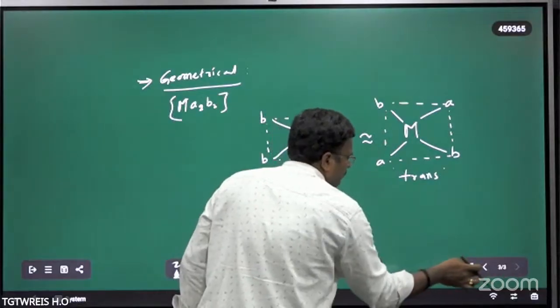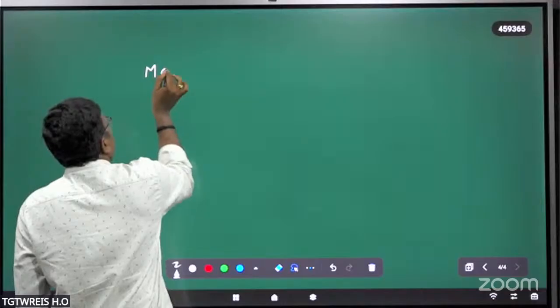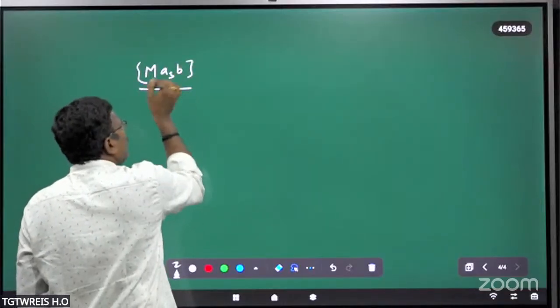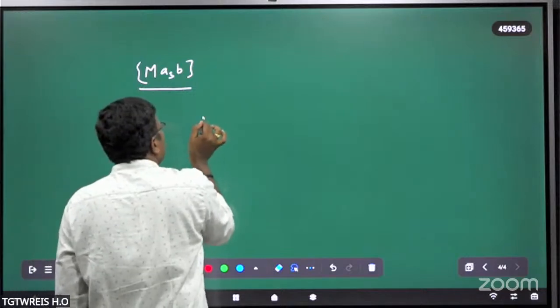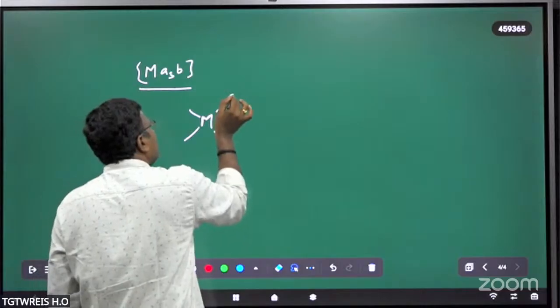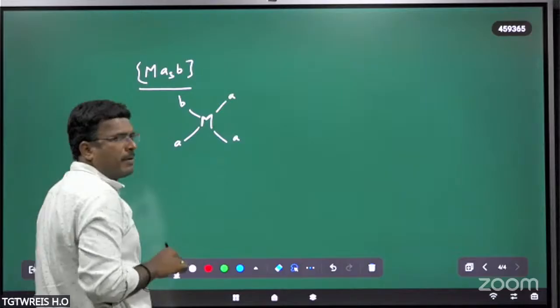The next one, for example, ML with A3 and B type of ligands. Take any one compound of this type. Maybe you see, this is the metal. How many ligands are there? Same kind of ligands, 3 ligands, A, then B.